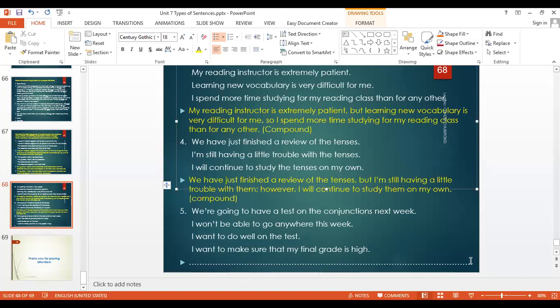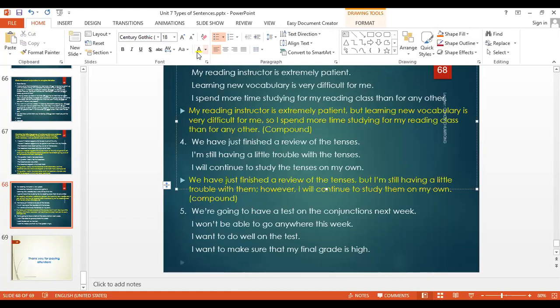Okay, how about the last one? Anyone can try this one? Teacher, yes, I have a question. What is it? How about we have just finished a review of the tenses? It is IC, I see, right? Is it a complex sentence? No. DC, IC, right? However also gets IC. All are IC. Okay. How about the last one? Anyone?